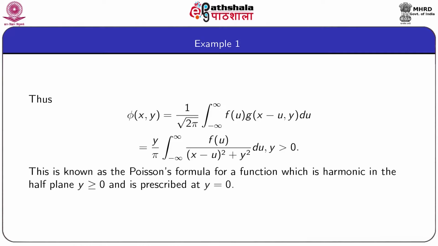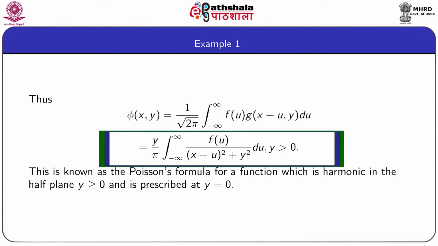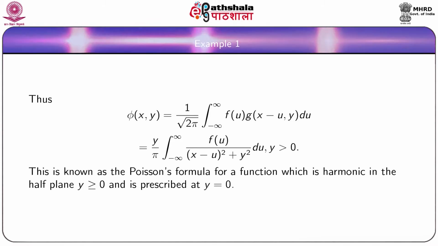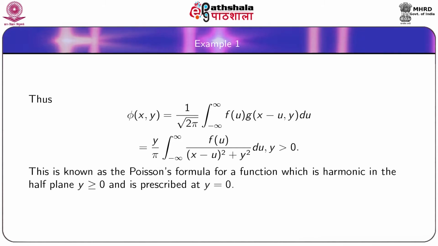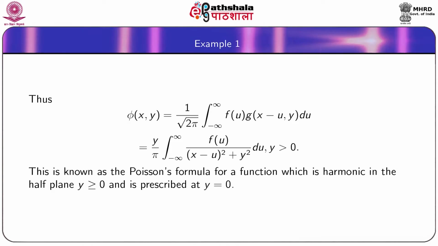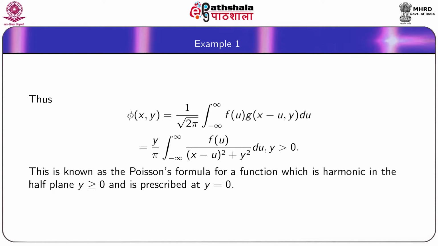phi(x, y) as 1 by root over 2 pi, integral from minus infinity to plus infinity of small f(u) into g(x minus u, y) du, and we know the form of g(x, y), so that we substitute that to obtain phi(x, y) as y by pi, integral from minus infinity to plus infinity of small f(u) divided by (x minus u) whole square plus y square du, where y is positive. And this is known as the Poisson's formula for a function which is harmonic in the half plane y greater than or equal to 0 and is prescribed at y equal to 0.